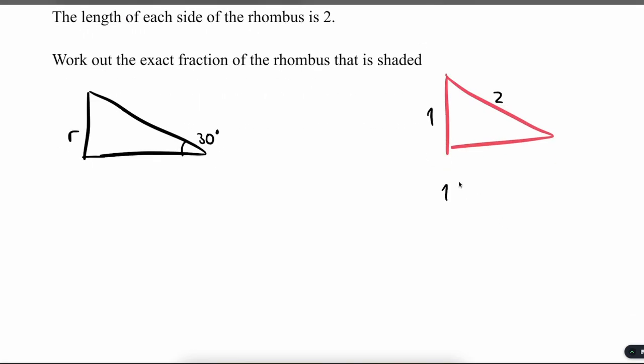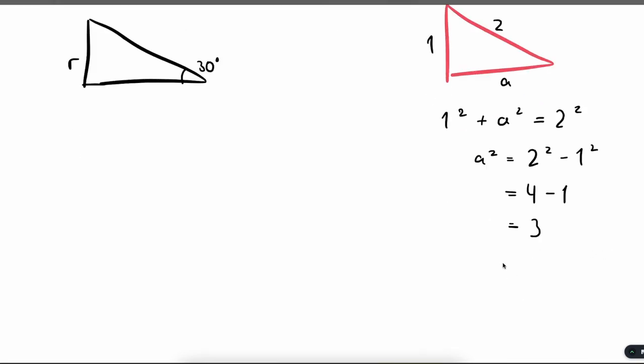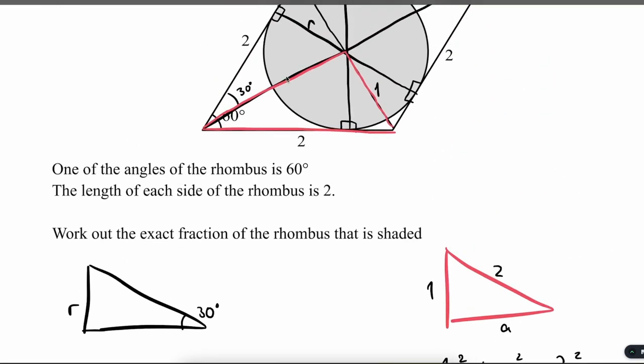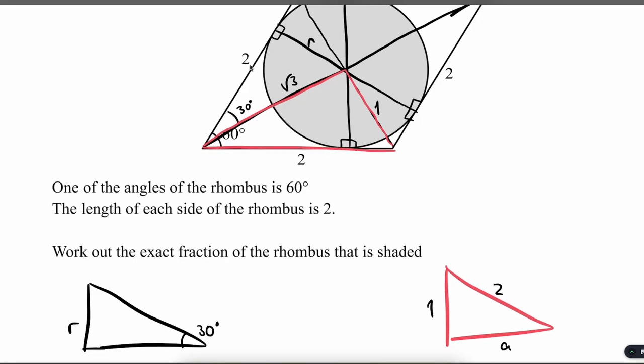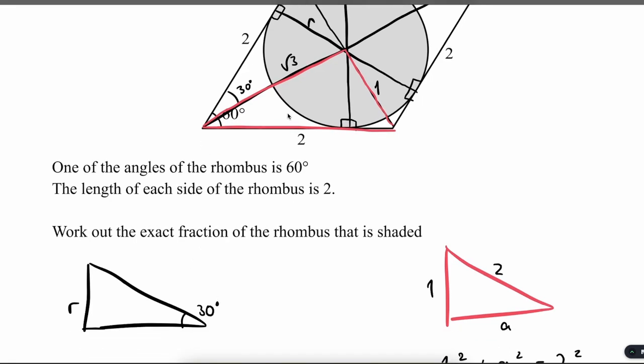So 1 squared plus, and then we'll call this a squared equals 2 squared. So a squared equals 2 squared minus 1 squared, which is 4 minus 1, which is 3. So a is root 3, so we know this is root 3. And then we've got, all of a sudden, a nice right angle triangle. We've got 30 degrees, we've got root 3 along the top, and we've got along the bottom 2.